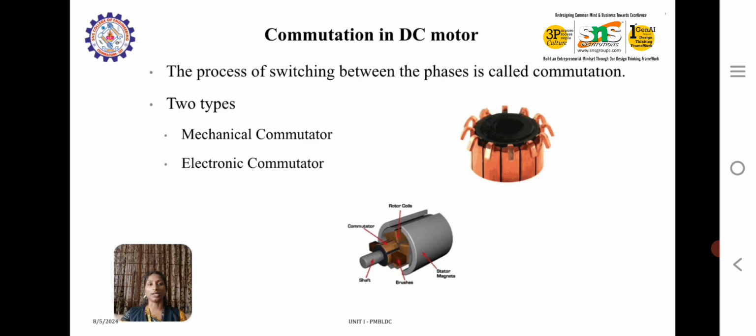Now, the commutator in a DC motor. This is the structure of a commutator. The purpose of commutation is the process of switching between the phases, which is called commutation. We have two types of commutators, one mechanical and the other electronic. The mechanical commutator is used in the brushed DC motor, and the electronic commutator is used in the brushless DC motor.